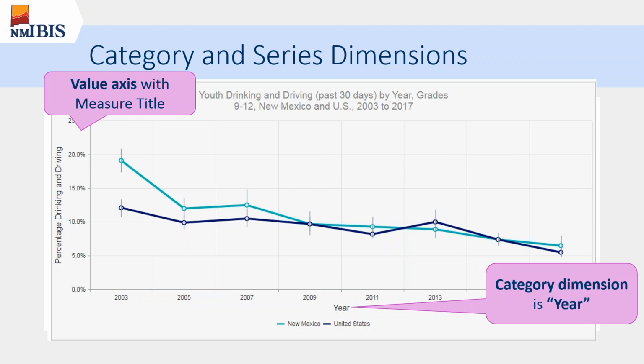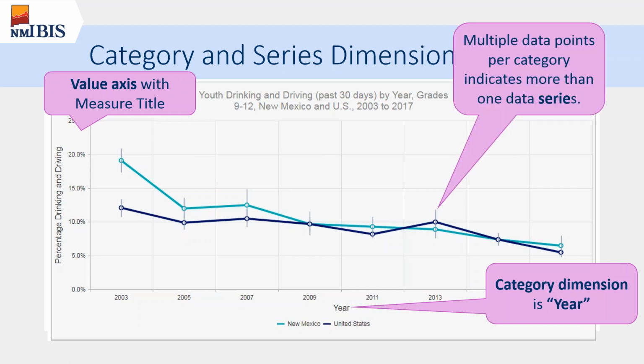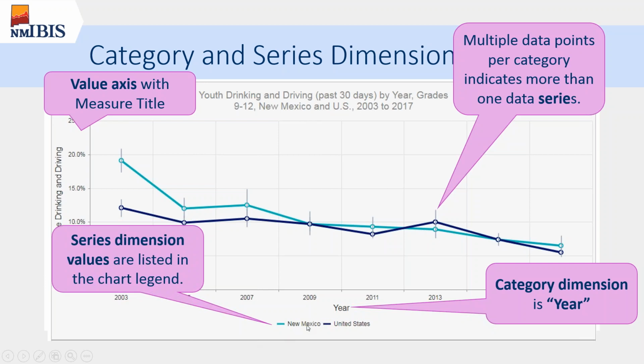So here we have the value axis over here. The category dimension is year. And multiple data points per category. So for this category value, 2013, we have 2 data points. That means we have more than one data series, and there will be a legend telling you what the 2 data series are. Okay, so value axis, category dimensions, series dimension, and series dimension values. I should say category dimension values and series dimension values.